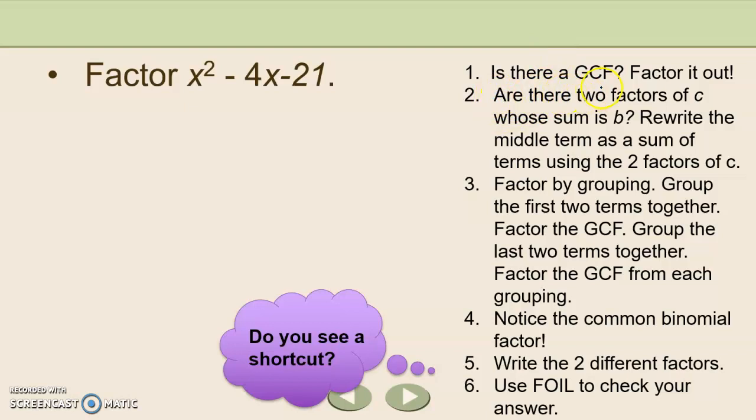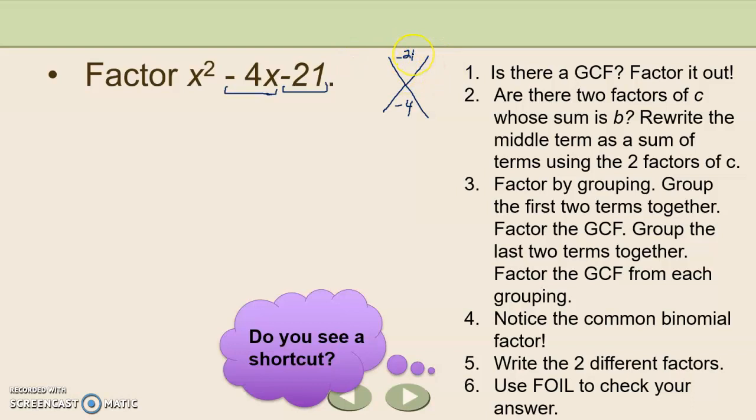Next, we're going to look to see if there are two factors of c whose sum is b. So two factors of negative 21 whose sum is negative 4. I'm going to make this little chart here to help me think about that. Thinking of two numbers that when multiplied equal negative 21, but when added equal negative 4. Well, I need to start thinking of those factors of 21. I know 21 has 7 and 3 and 21 and 1, and that's about it.